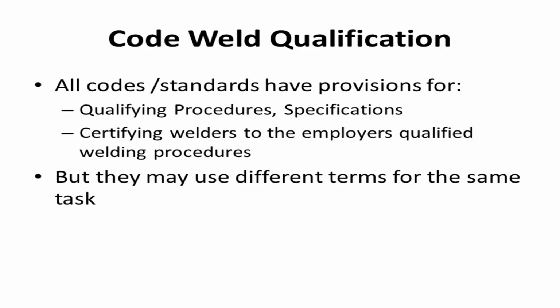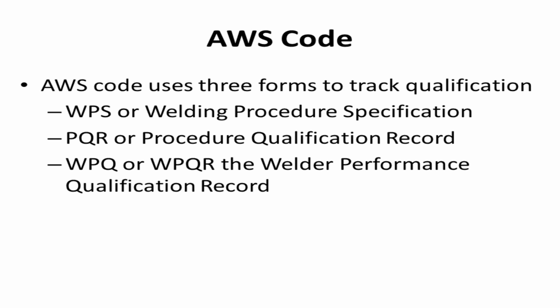All codes and standards have provision for qualifying procedures and specifications, certifying welders, and the employer's qualified welding procedures. One of the problems with welding codes and the terms is that they're not all universal. You'll find some different acronyms and different terms used between the codes. In the AWS code, there are 3 forms used to track qualification. We have the Welding Procedure Specification, or the WPS, the Welding Procedure Qualification Record, the PQR, and the Welder Performance Qualification Record, which is referred to as the WPQ or the WPQR.